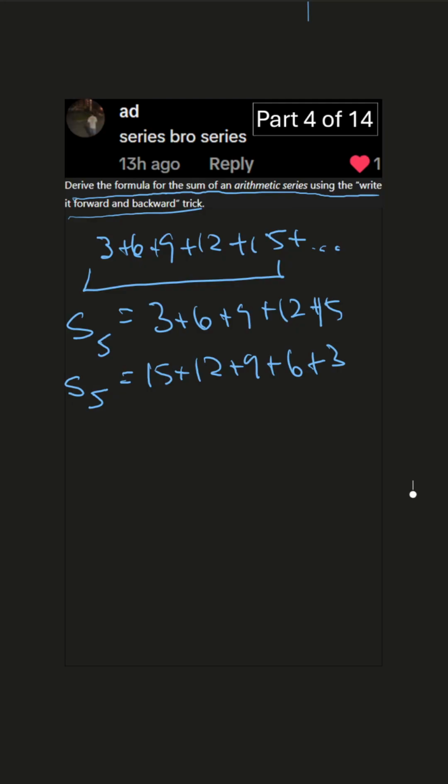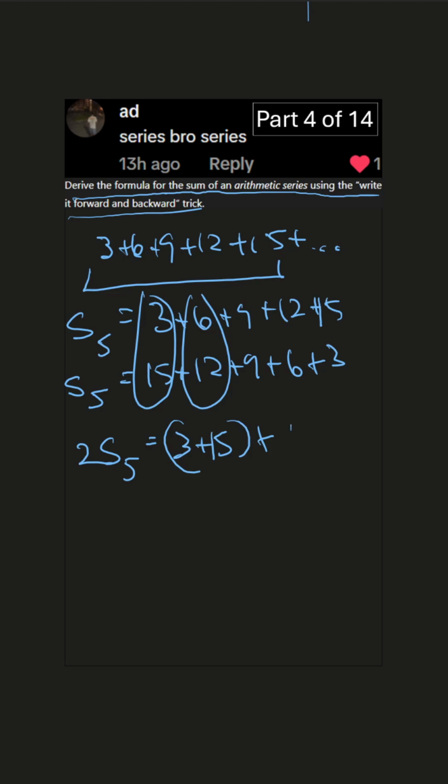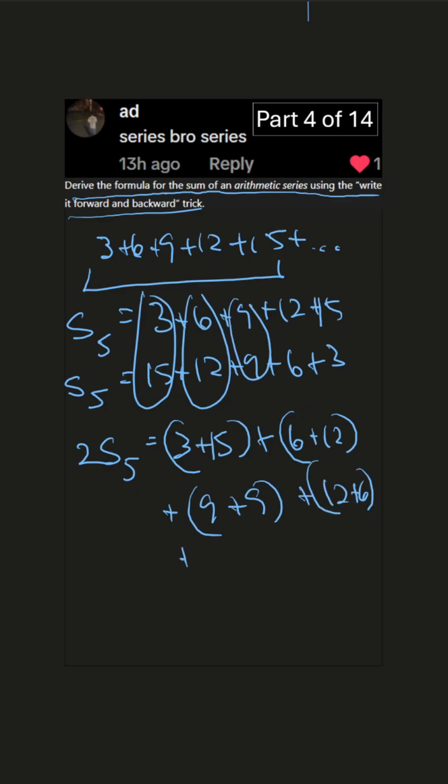If we add them together, we just get 2 S sub 5. And let's see, 3 plus 15, plus 6 plus 12, we're just adding them together, plus 9 plus 9, plus 12 plus 6, plus 15 plus 3. Okay, interesting. Now, each of those sums, if you notice, equals 18.